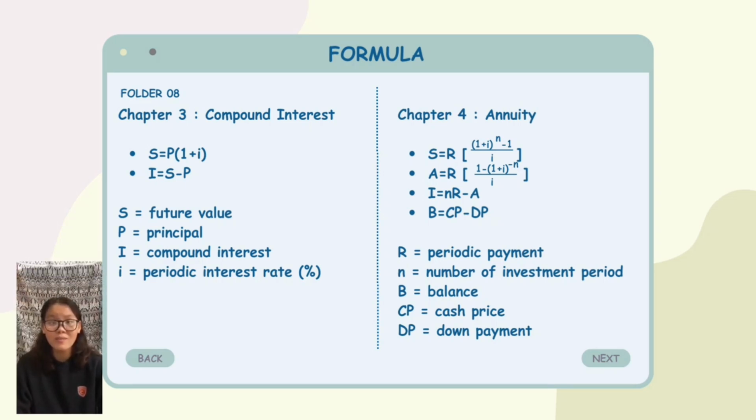These two formulas are very important because they are the main formulas used in this chapter. Then the third formula is I equal to NR minus A. This is the formula to find I. And the last formula used to solve case study 2 is B equal to CP over DP. And that is the end of the formulas.